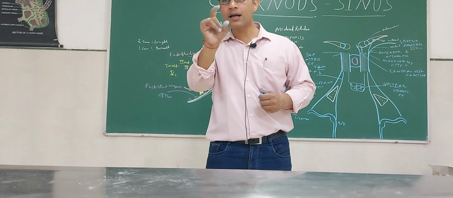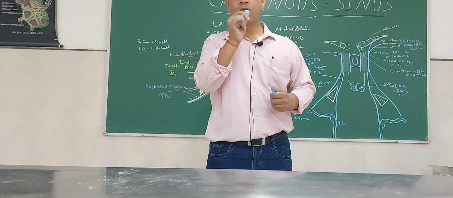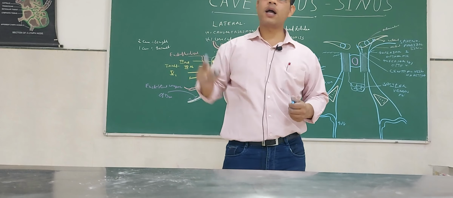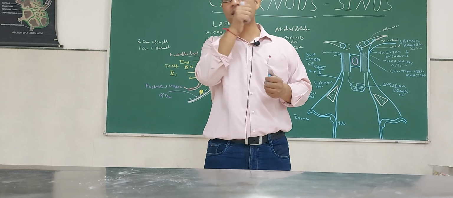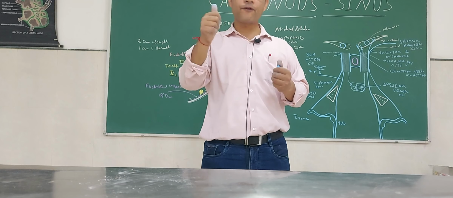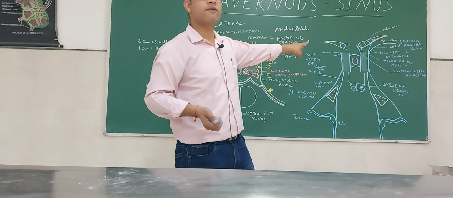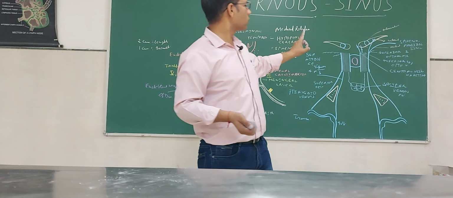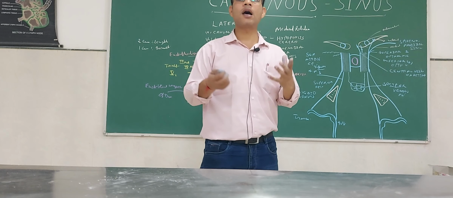A pimple or focus in this region: all these channels are valveless. A pimple or focus of that region may reach directly to the cavernous sinus and cause the symptoms of cavernous sinus thrombosis. So this area is known as the danger area of the face. Not only that, with the help of the ophthalmic vein, which communicates with the facial vein, the thrombus can also come from the anterior aspect of this vein. So these are very, very important.